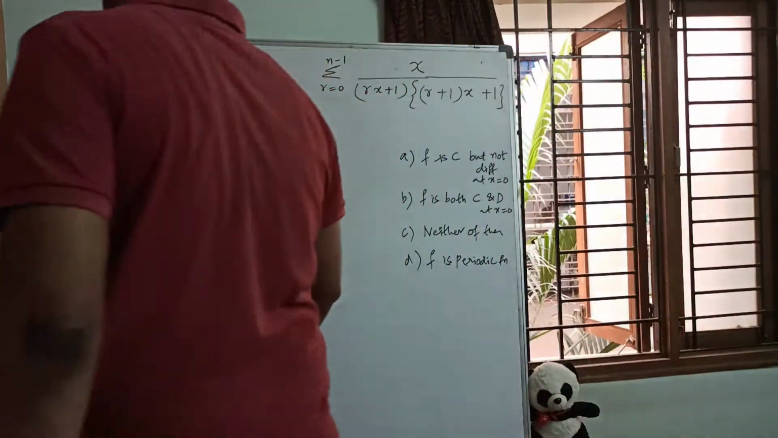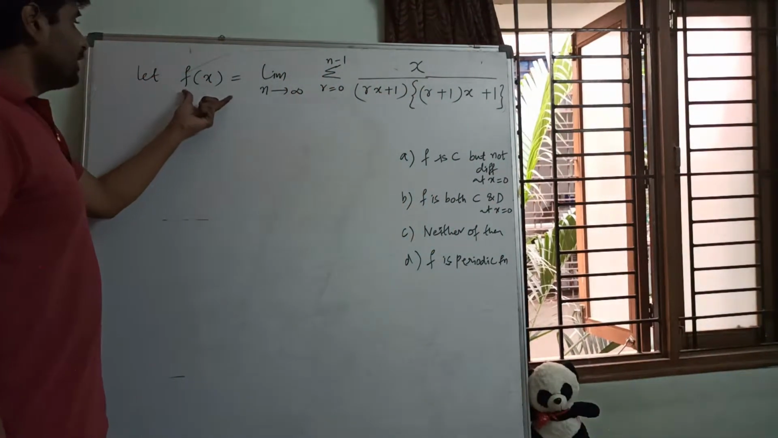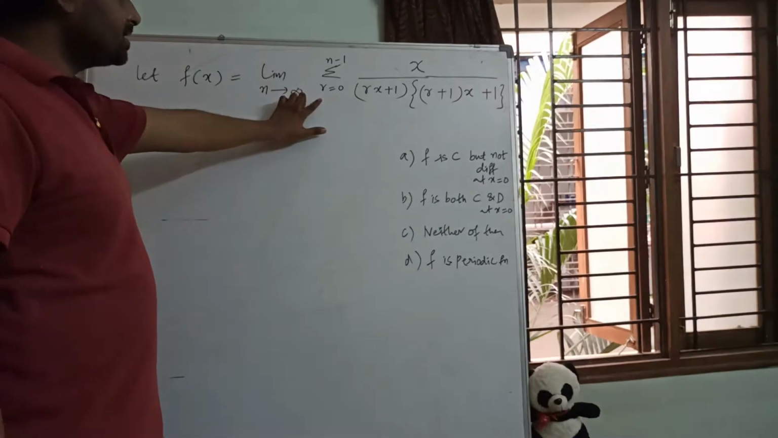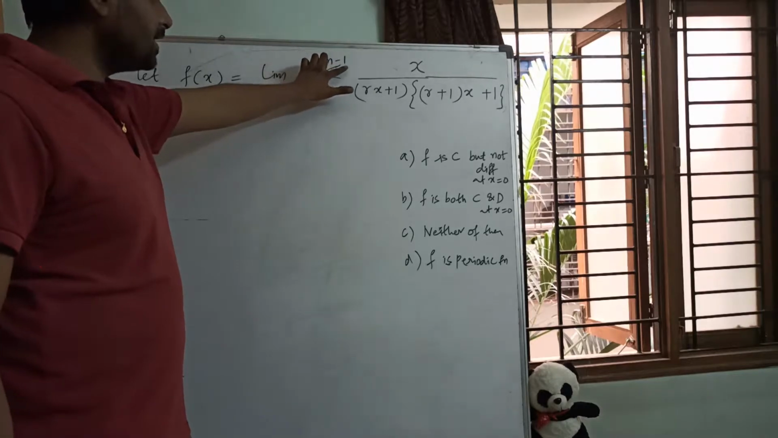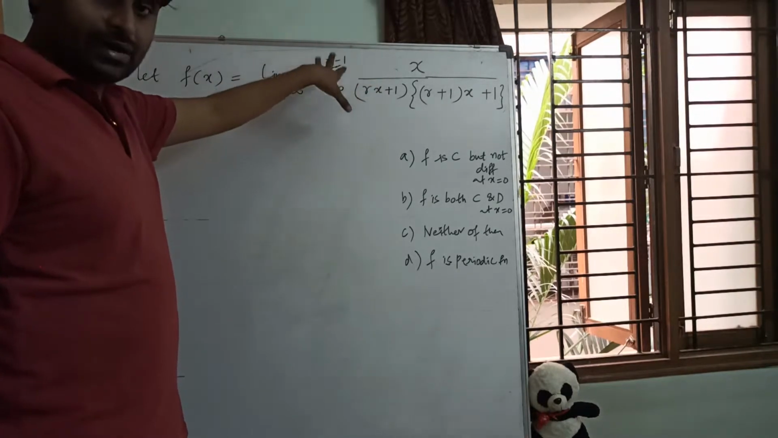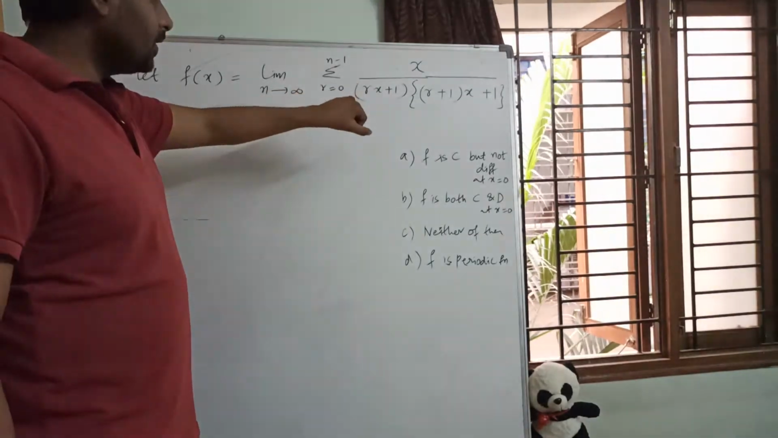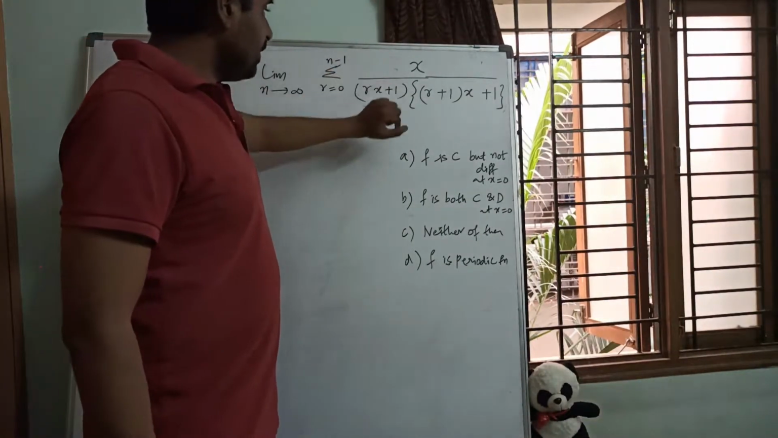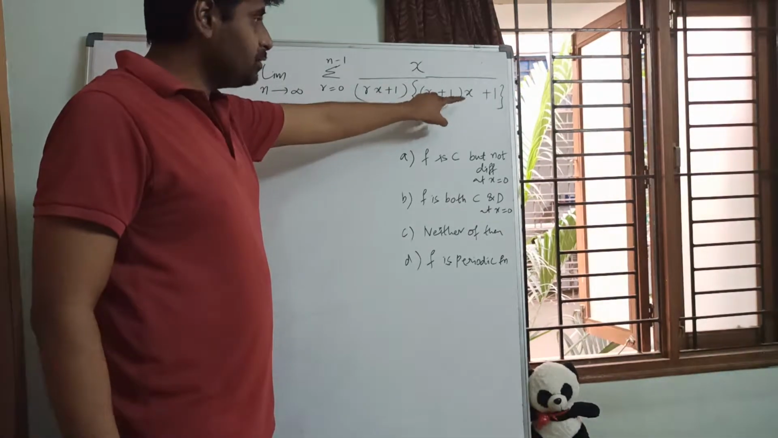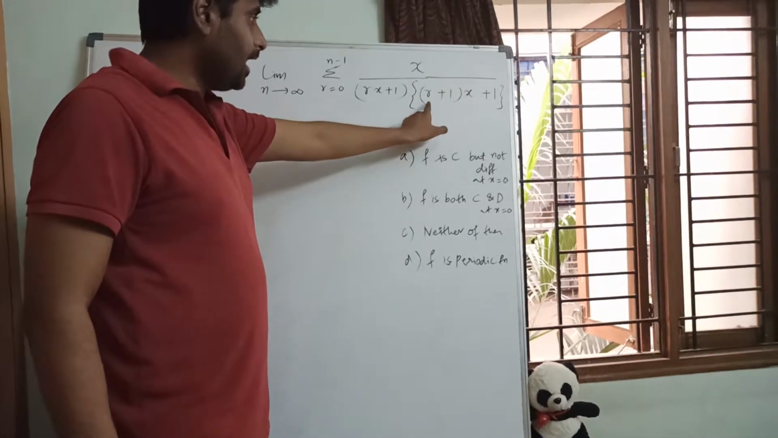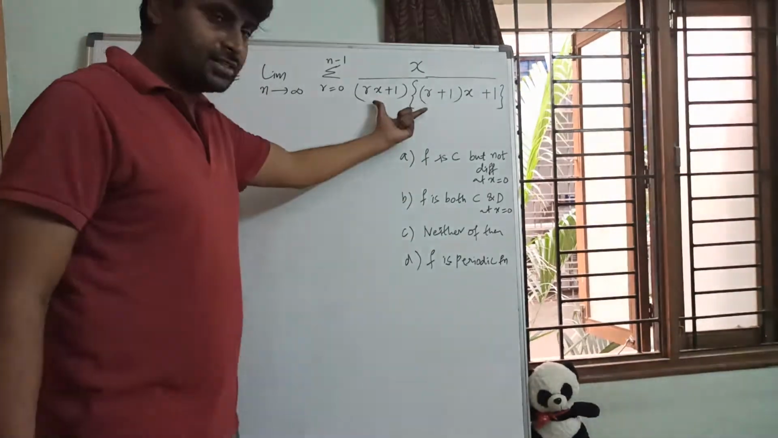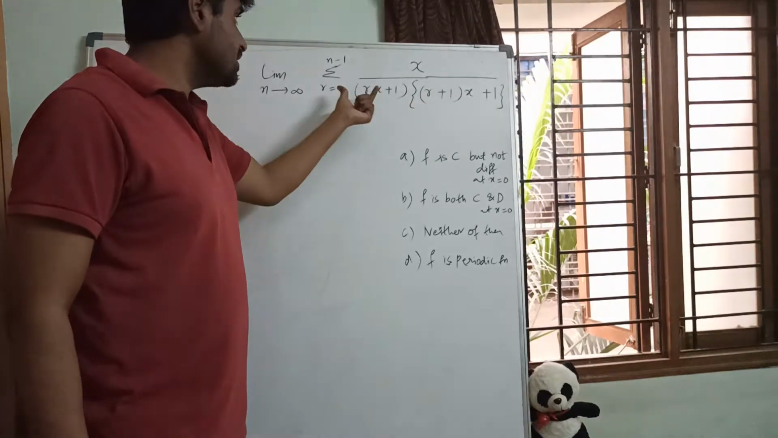Now let us look at this question. Let f of x equal limit n tends to infinity, summation r equals 0 to n minus 1. Summation r equal to 0 to n minus 1 means we are given a series, correct? Right? So x by rx plus 1 into r plus 1 into x plus 1. So first of all, let us simplify this function because we are going to have a series.